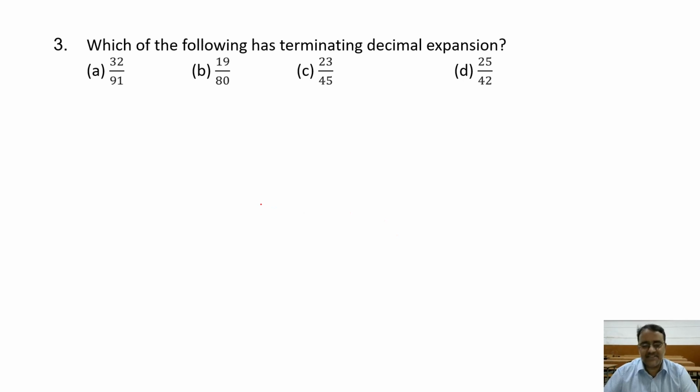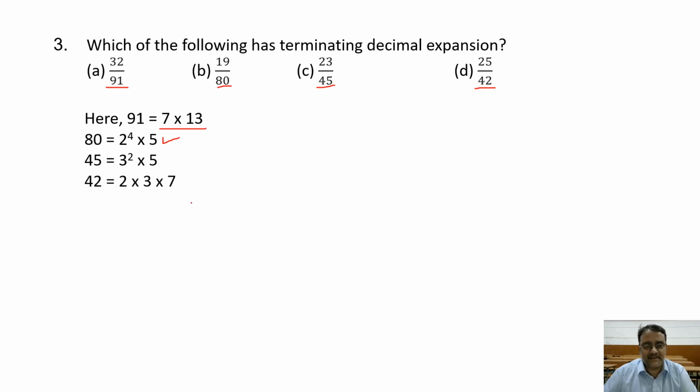So we will check the denominator of each. So let us start with 91. 91 is 7 into 13 and 80 we can write as 16 into 5. So that is 2 to the power 4 into 5. 45 is 9 into 5, so 3 square into 5, and 42 is 6 into 7, so 2 into 3 into 7. So which one is in that form? 80? 80, sir. Right, in the form of 2 to the power m into 5 to the power n. And this is in simplest form also. We also have to keep in mind that the rational number should be in the simplest form.